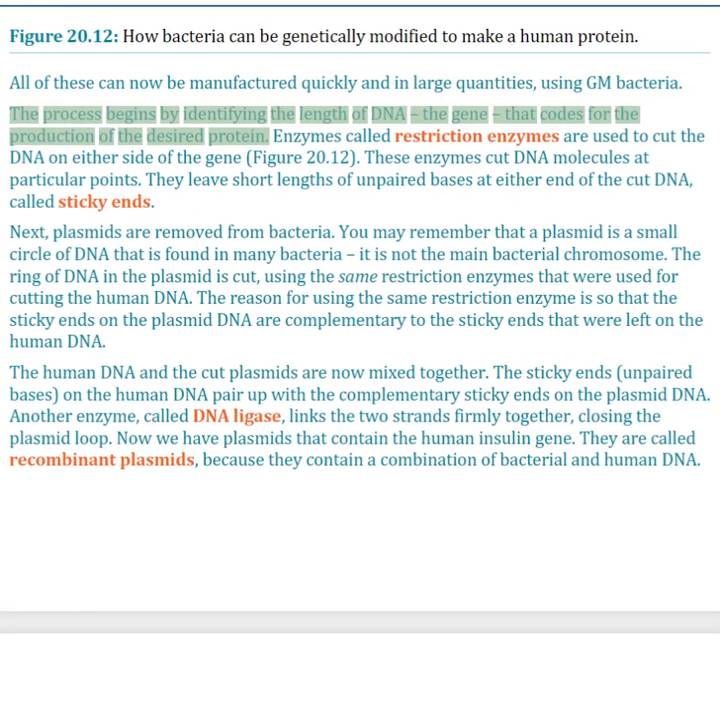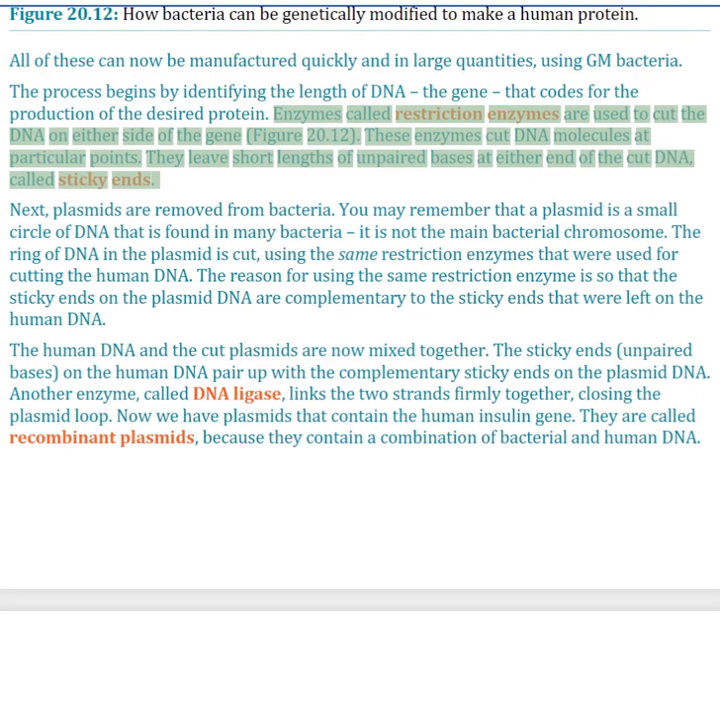The process begins by identifying the length of DNA, the gene, that codes for the production of the desired protein. Enzymes called restriction enzymes are used to cut the DNA on either side of the gene. These enzymes cut DNA molecules at particular points. They leave short lengths of unpaired bases at either end of the cut DNA, called sticky ends.